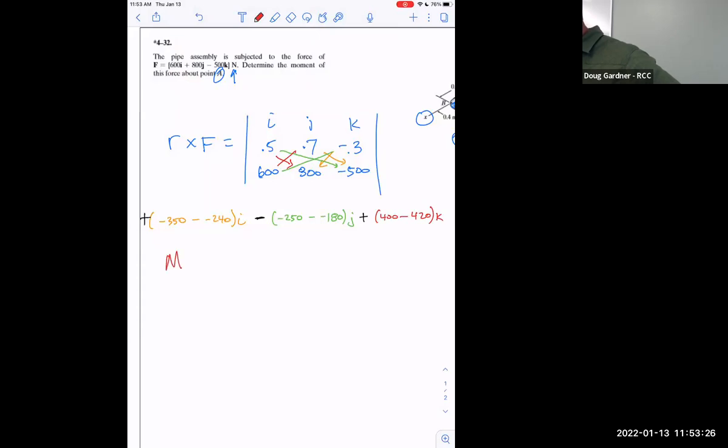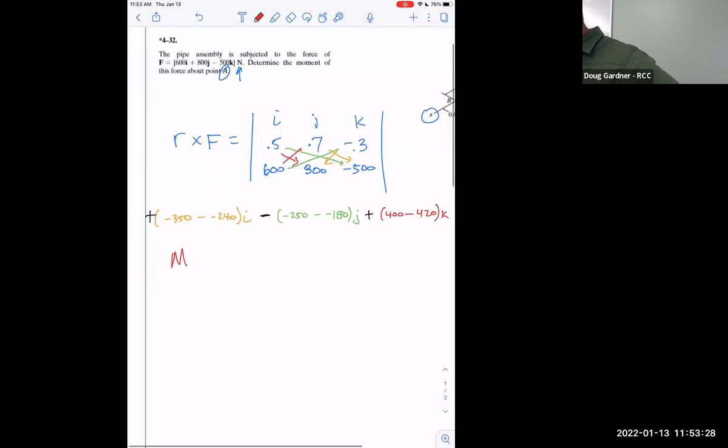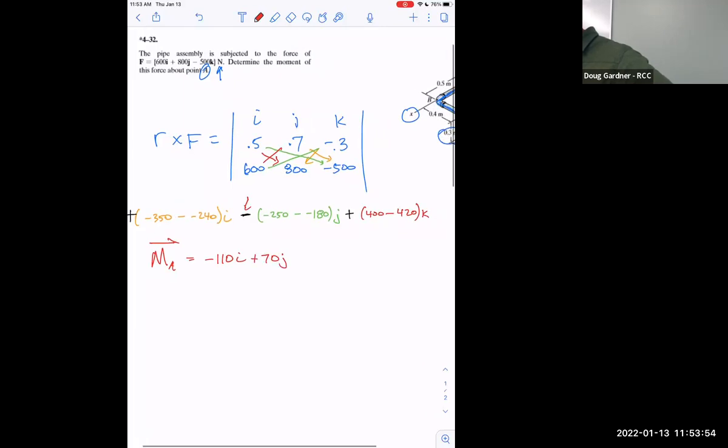My moment around, and notice the way I'm writing this, what point was it around? Point A. So I said moment around A, and I'm even telling you, hey, this is a vector answer I'm giving you here. It's not a number. Negative 350 plus 240 is actually negative 110, I think. Negative 250 plus 180 is negative 70, but then this negative changes it to a positive. And then 400 minus 420 is 20. So there we go. There's the answer. I'm done.